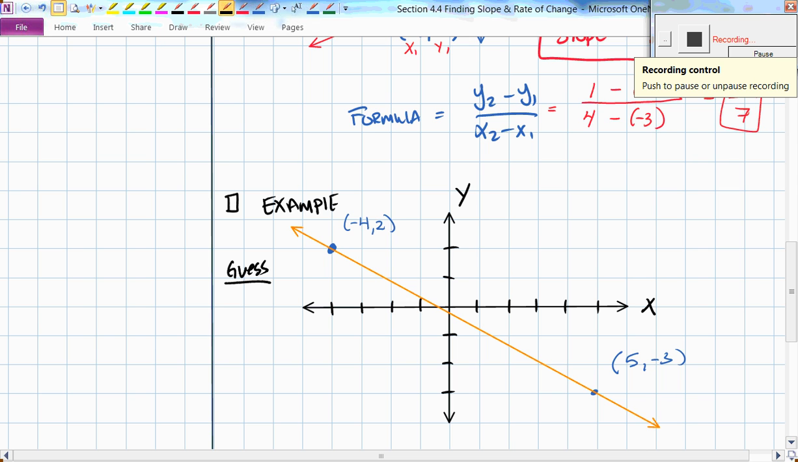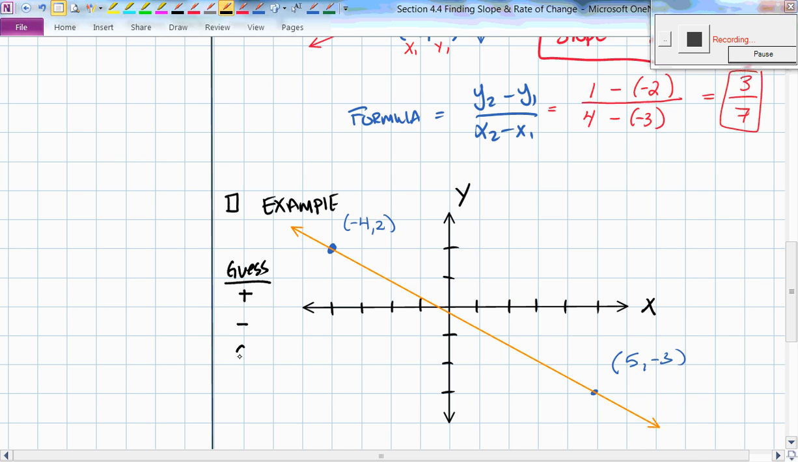Alright, so we have a new point in the plane. We have the point negative 4 comma 2. And we have the point 5 comma negative 3. Okay, I want you to make a guess. Would you think that this particular slope is a positive slope? Does this line have a negative slope? Is the slope 0 or is the slope undefined? Okay, I want you to make a choice there, any one of those that you want to pick.